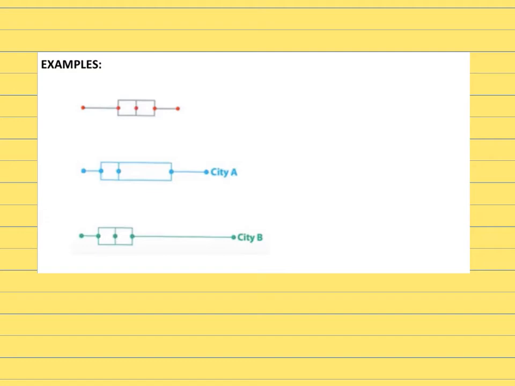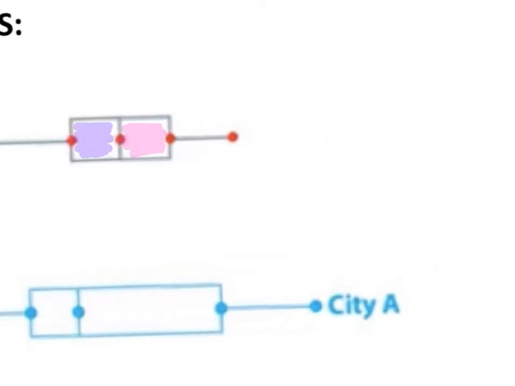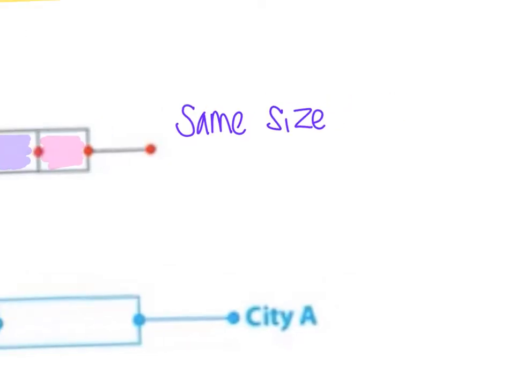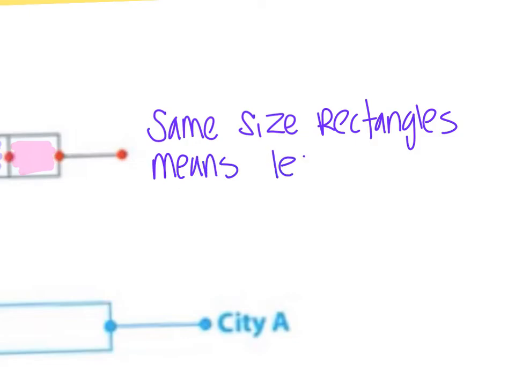Okay, the three examples you see on your screen right now, they show different important parts of box plots that we need to identify real quick. If I zoom in on this first one and you take a look at the size of the rectangles, these are both the same size. If I were to highlight them or shade them in, they take up about the same amount of space. Well, since they take up the same amount of space, that tells me that there's very little variation in the data. All the numbers are real close together. So when you have same size rectangles, means less variation.